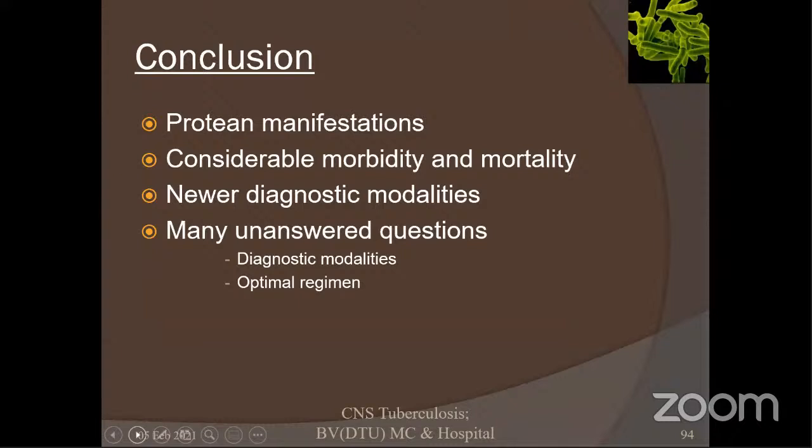The conclusion is tubercular meningitis has protean manifestations. There is considerable morbidity and mortality. There are newer diagnostic modalities which fascinate us and which we resort to, but one should always remember that interpretation of diagnostic tests is based on the sensitivity and specificity of the test, the positive predictive value, and negative predictive value. There are many unanswered questions. Diagnostic modalities, what is the optimal regime? Still, we keep on fighting with tubercular meningitis.